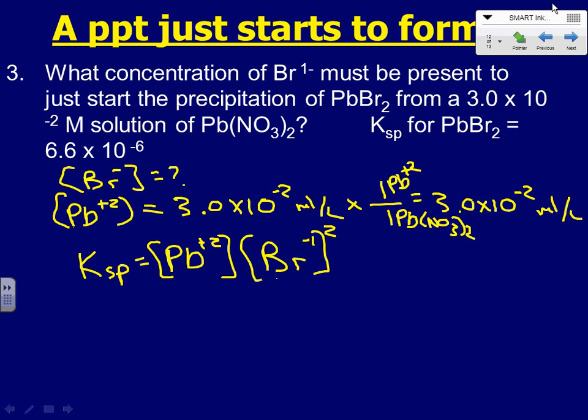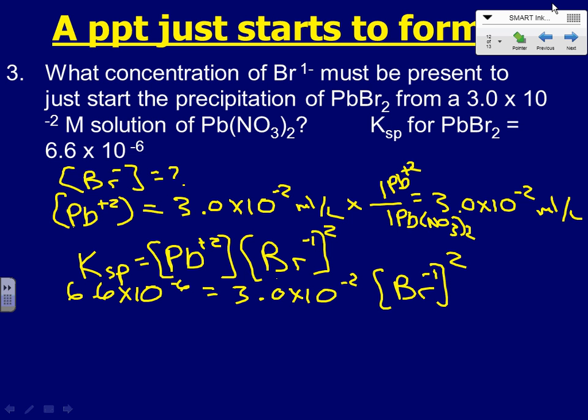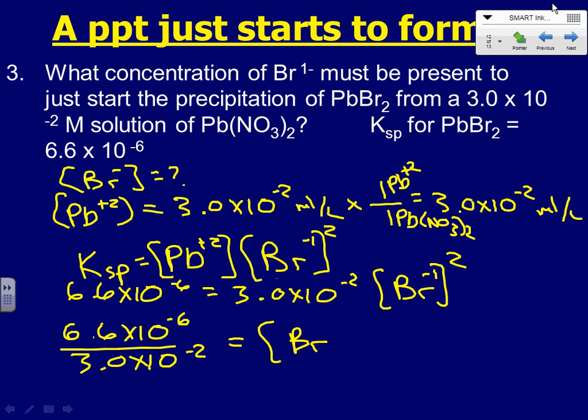So what do we got? We've got 6.6 times 10 to the minus 6. That's equal to, now I've got my lead value, 3.0 times 10 to the minus 2, and that's equal to the concentration of Br minus 1 all squared. We need to divide it off and take the square root. 6.6 times 10 to the minus 6 over 3.0 times 10 to the minus 2 is Br minus 1 all squared. So we're going to take the square root of that.